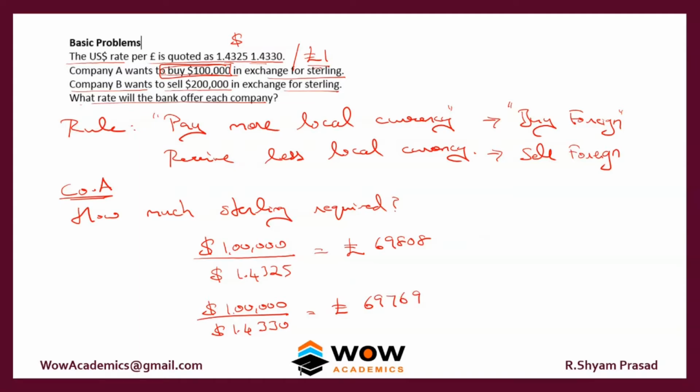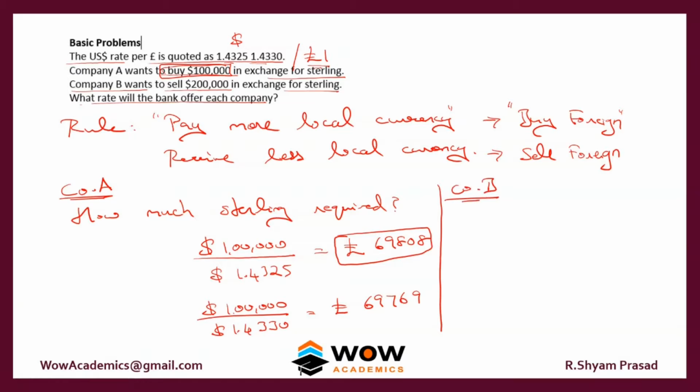We want to buy the dollars. So we have to pay a lot of local currency. The local currency here is the pound. Whichever you take, you have to suffer a lot or pay a lot. So this one is where you pay a lot of pounds to get the sterling. You have to suffer more because that is the rule: pay more local currency to buy foreign currency. To buy a foreign currency, you have to pay more local currency. So that's how the first rule works.